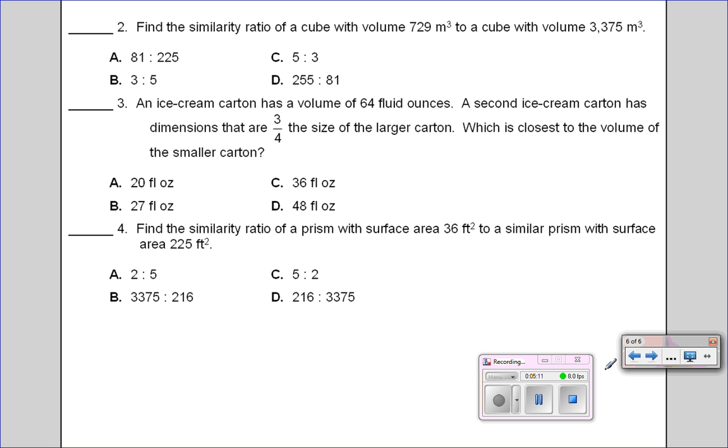All right, finally, I want you to pause the video and try these 3 problems out and see how you do with them. All right, welcome back here.